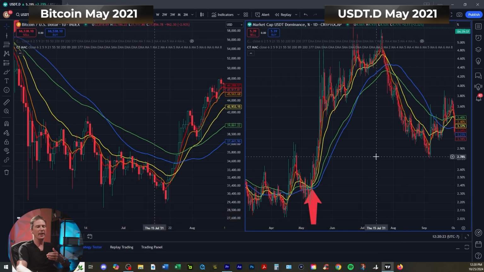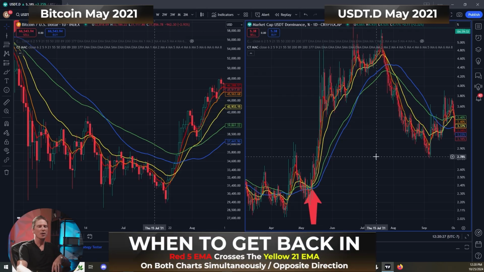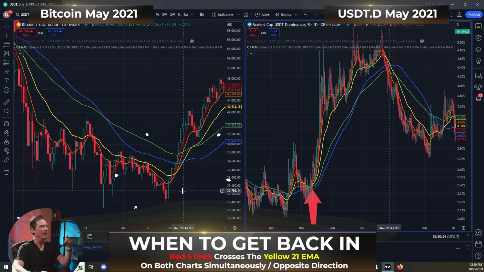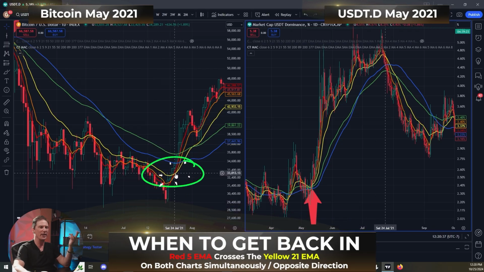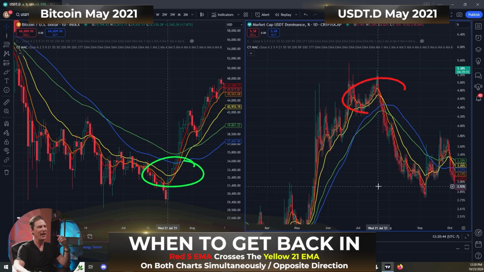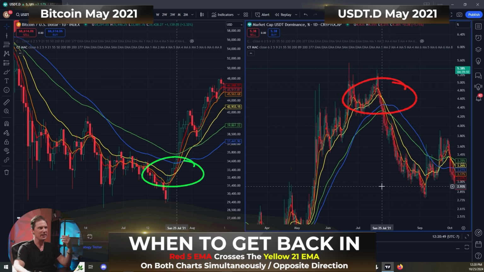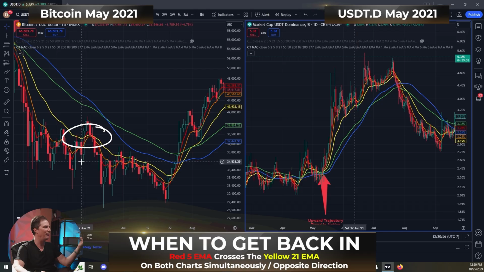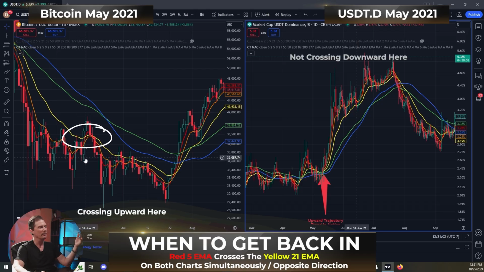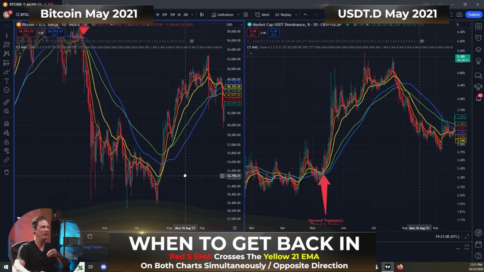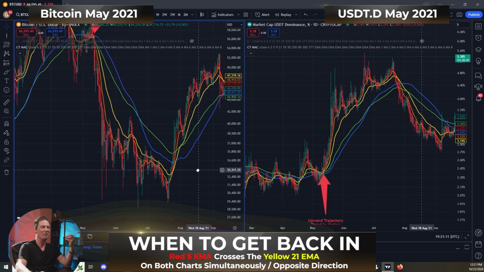Now, what we're looking for to get back into the market is when the 5 exponential moving average crosses the 21 exponential moving average on both charts. The red line crosses upwards over the yellow on Bitcoin, while simultaneously the red line crosses below the yellow on USDT. Now earlier you saw a fake out where the red crossed upwards over the 21, but it wasn't doing that on Tether, right? So this is really helpful information on when to get back in and buy those altcoins.